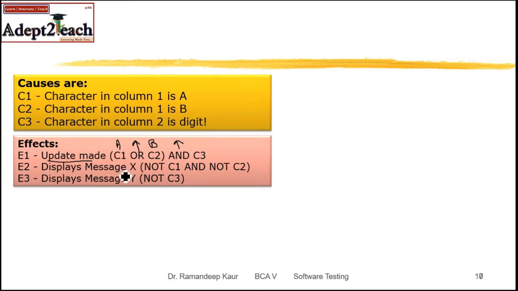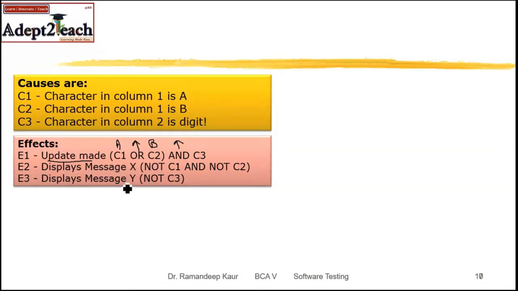Likewise, when will we display message X? So E2 is display message X. In the bracket, I have written when it should be displayed based on the above causes. It says when not A and not B. That means negation of A, negation of B. That means there is no character in column 1. So not C1 and not C2. So from here we can understand that the C1 condition will be negated and the C2 condition will be negated. When both conditions are false together, then message X will be displayed.